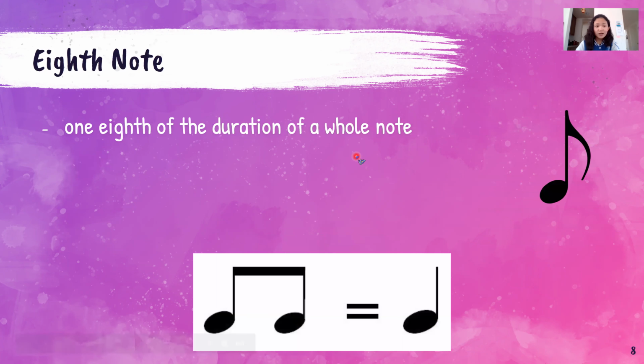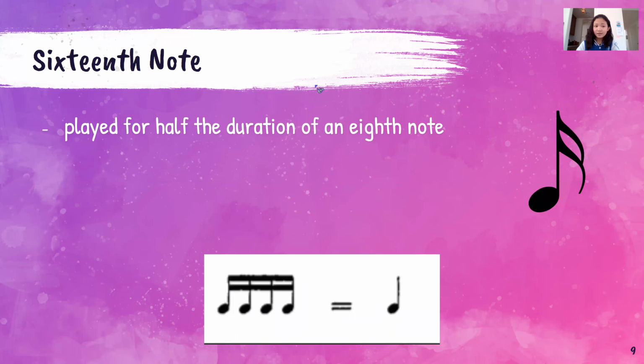The next note we're going to be talking about is the eighth note. The eighth note is 1/8 of the duration of a whole note. As you can see, as I mentioned earlier, the eighth note has a flag. So this is what we mean by a flag. It's just this little tail off the edge of the note that basically indicates that it's an eighth note. 2 eighth notes basically make up 1 quarter note.